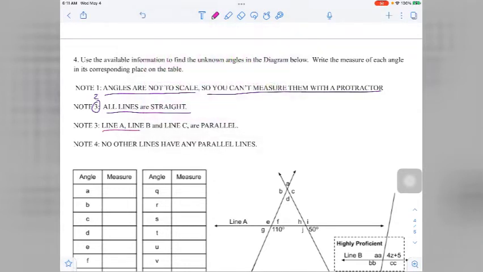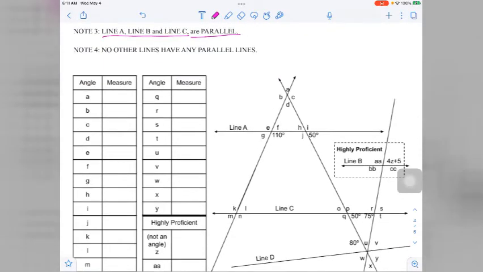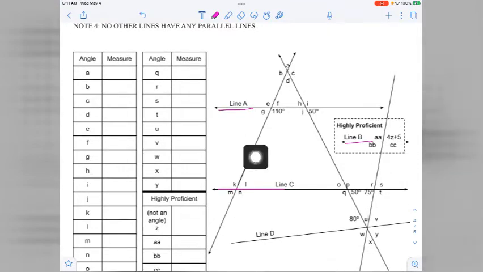And then finally, this will mostly help you with your highlight coefficient, but lines A, B, and C are all parallel. That's a good one to know too. And then none of the other lines are parallel. So we know that lines A, B, and C are parallel. The rest of the lines are not parallel. So that means that none of these up and down lines are parallel. This one's not parallel. There just aren't any other parallel lines here.